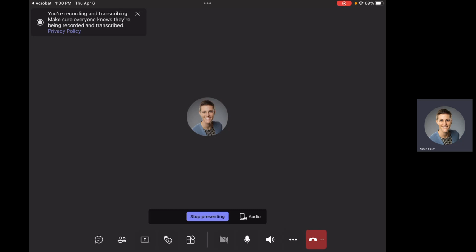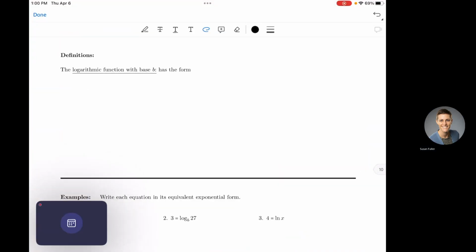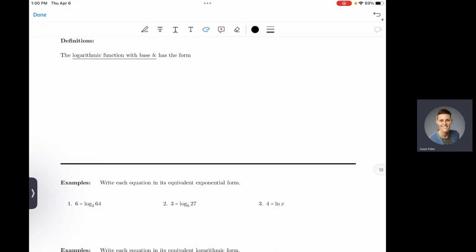This video will help with graphing a logarithmic function and finding its domain and range. Again, we're going to spend a little more time on this in class and figure out a little more about what this really means. But for our purposes, with graphing these guys, what we need is that a logarithmic function with base b has the form f of x equals log base b of x.